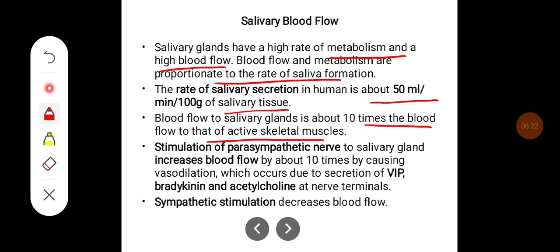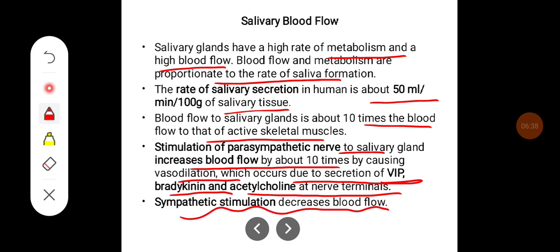Stimulation of parasympathetic to salivary glands increases the blood flow by 10 times by causing vasodilatation, which occurs due to the secretion of VIP, bradykinin, and acetylcholine at the nerve terminals. Sympathetic stimulation decreases the blood flow.